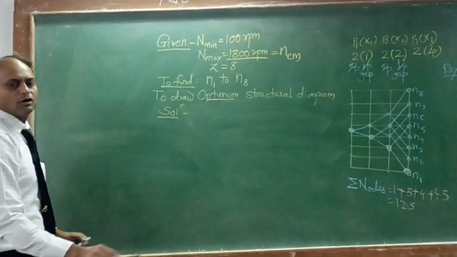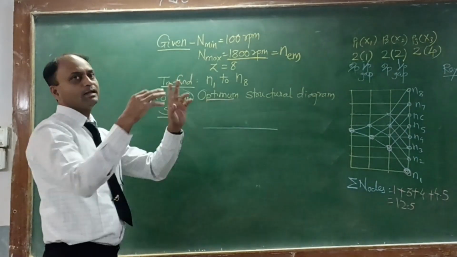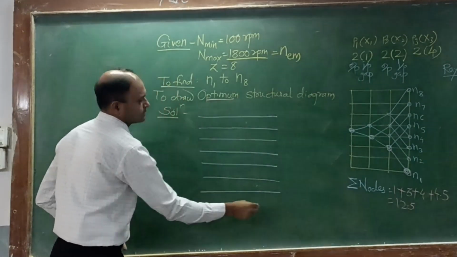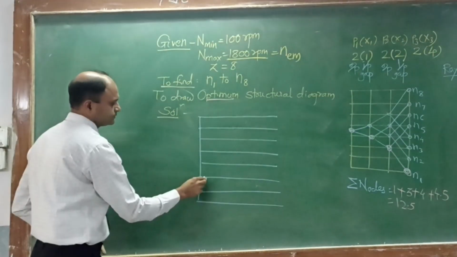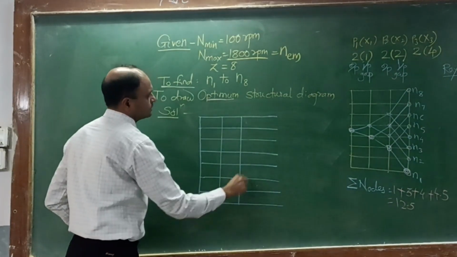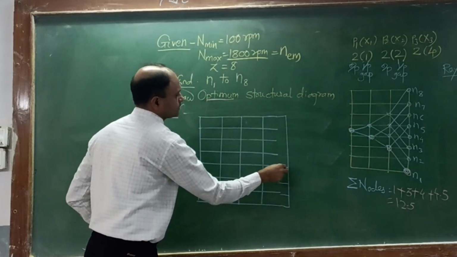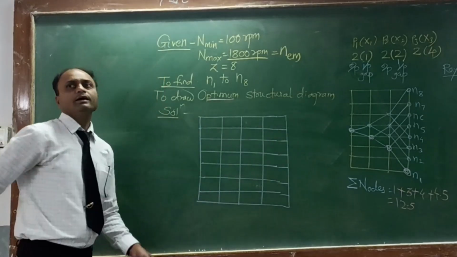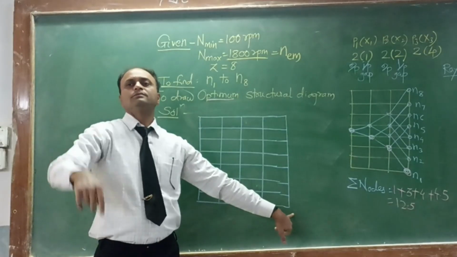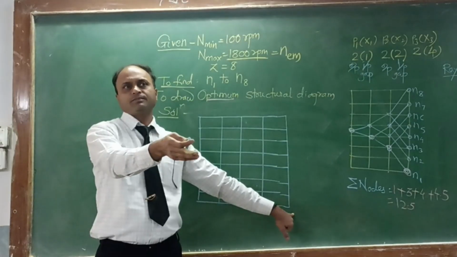Now, how many horizontal lines again? 8 lines. But vertical lines will be 1 plus... 1, 2, 3, 4, 5, 6, 7, 8. Okay. Now vertical lines mean 1, 2, 3, 4 and 5. Okay. Then for the ray diagram, we have to start from the condition, the last speed of the last stage.